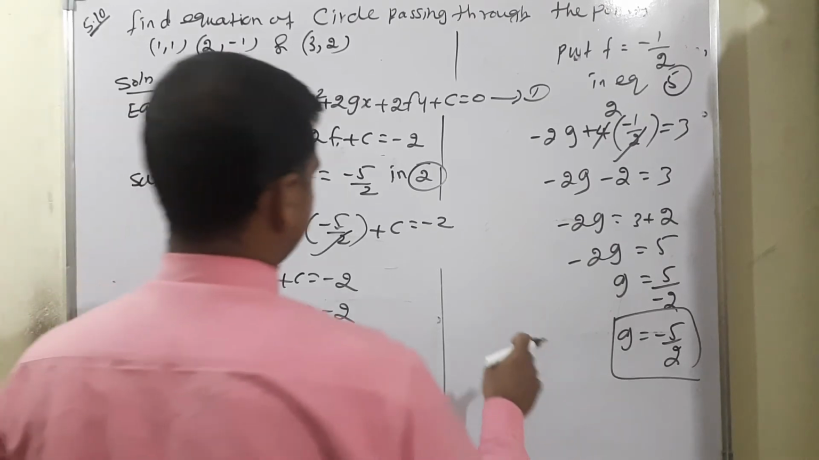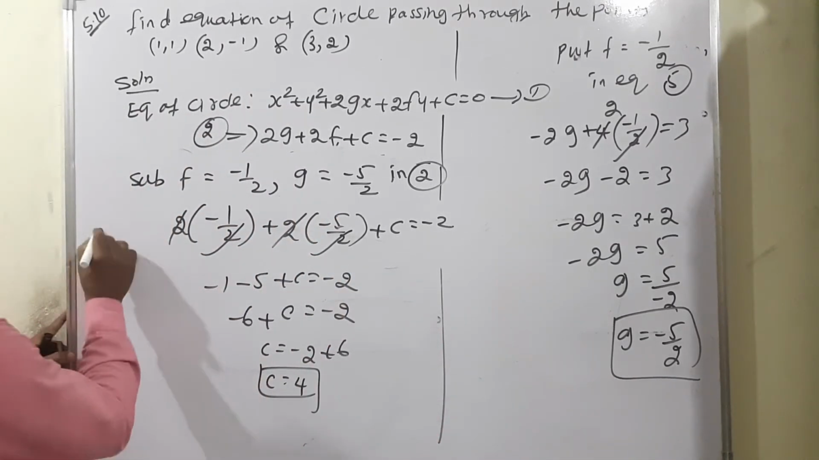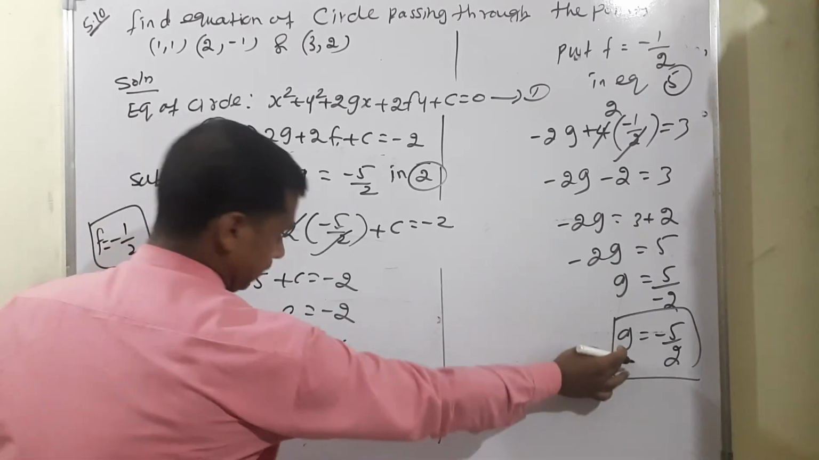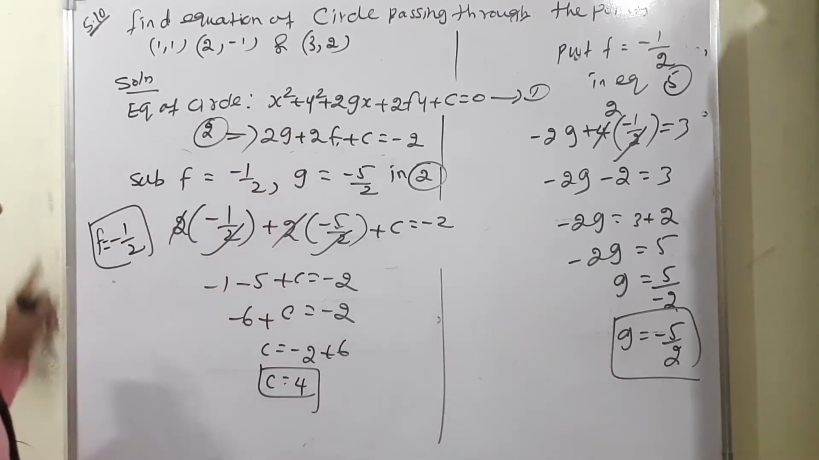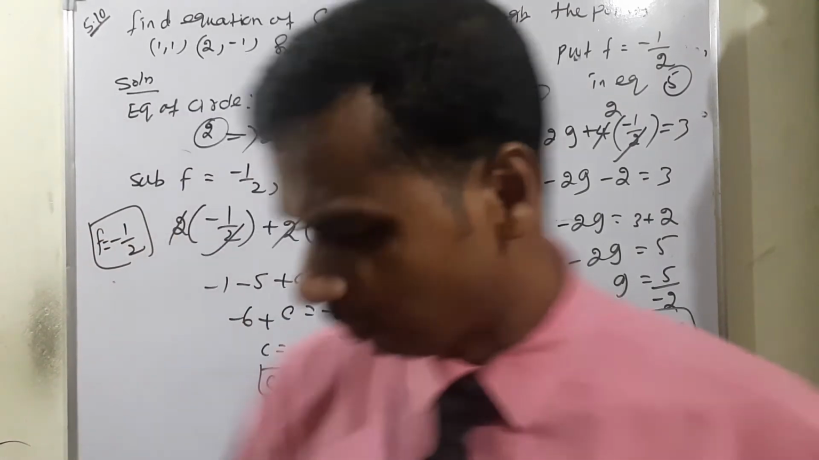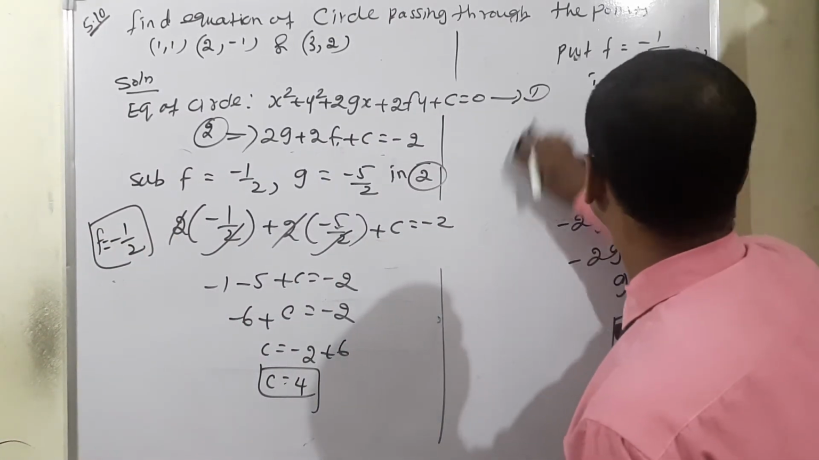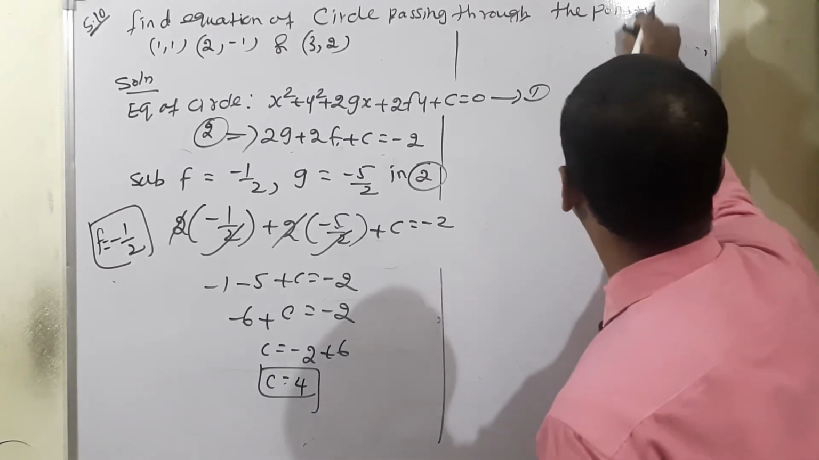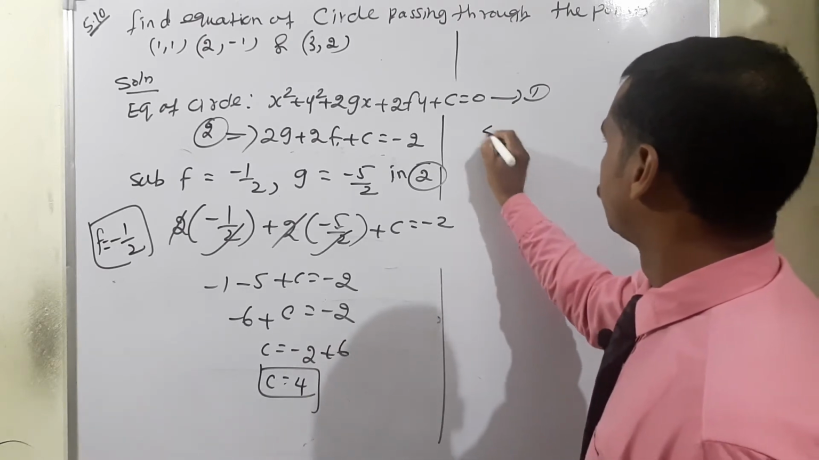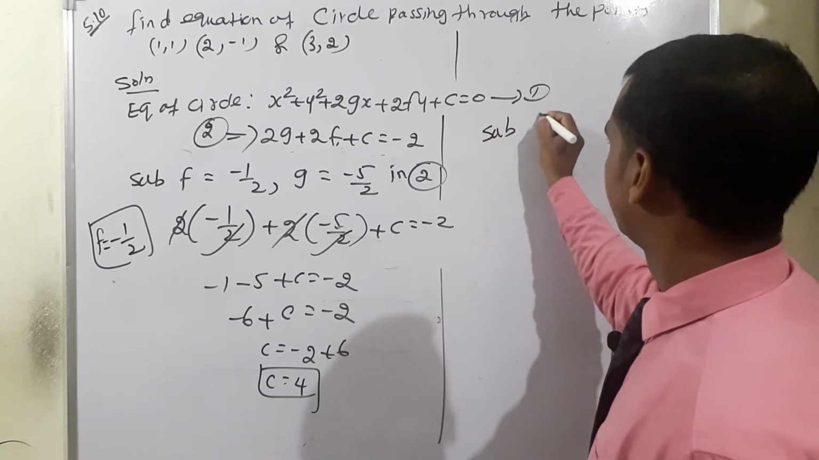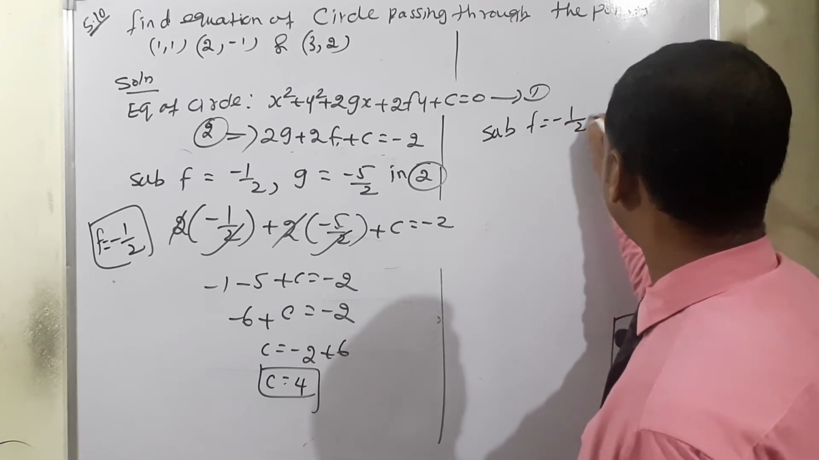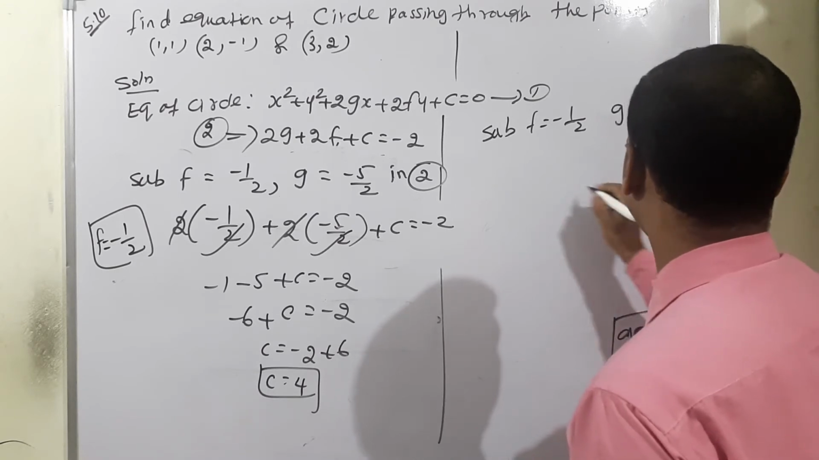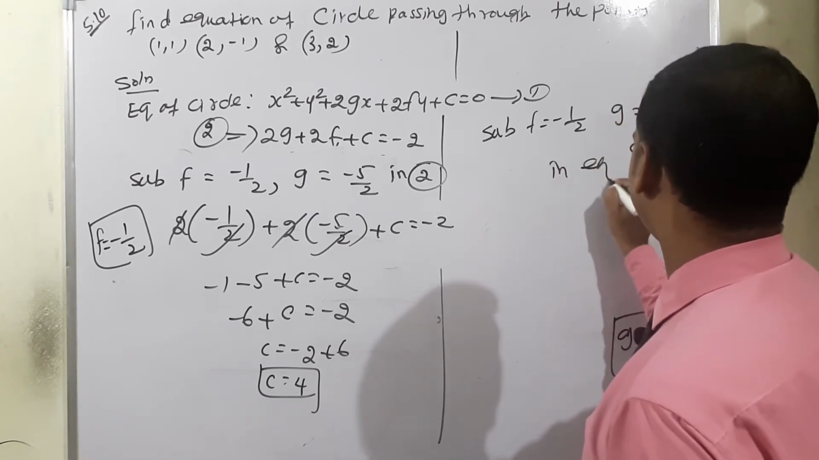So after getting f value, we already know f is equal to what is the value? Minus 1 by 2, isn't it? So after getting f, g and c, put in main equation, equation of circle. So g is equal to minus 5 by 2, isn't it? Now substitute f is equal to minus 1 by 2, g is equal to minus 5 by 2, c is equal to 4 in equation number 1.